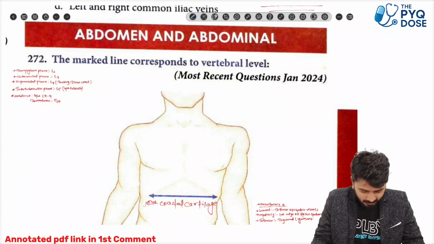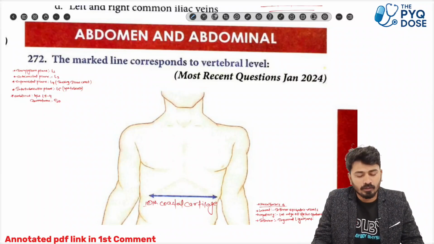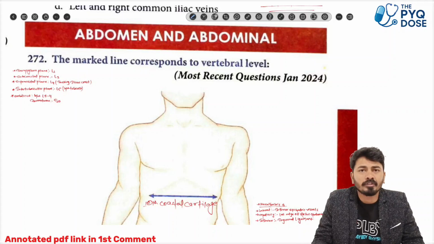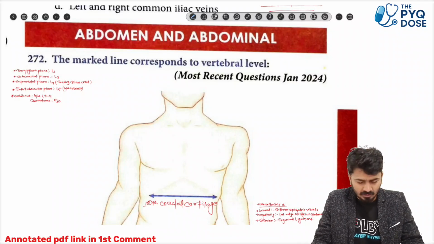Okay, so let's start with abdomen and the abdominal organs. The questions from this topic are being constantly asked, है ना? और इस टॉपिक से अच्छे क्वेश्चंस बनते हैं और बहुत ज़्यादा क्वेश्चंस पूछे भी जाते हैं.